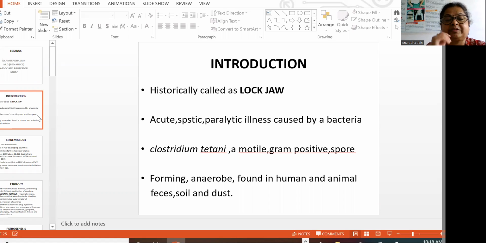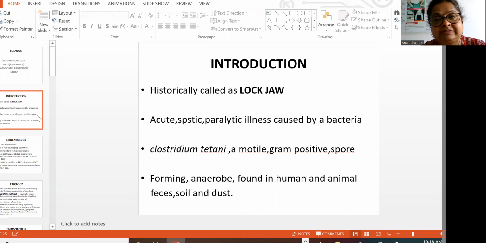So tetanus, historically, was called lockjaw. It is an acute septic paralytic illness caused by bacteria. Which bacteria? That is Clostridium tetani. It is a motile, gram-positive, spore-forming anaerobe found in human and animal feces, soil, and dust.